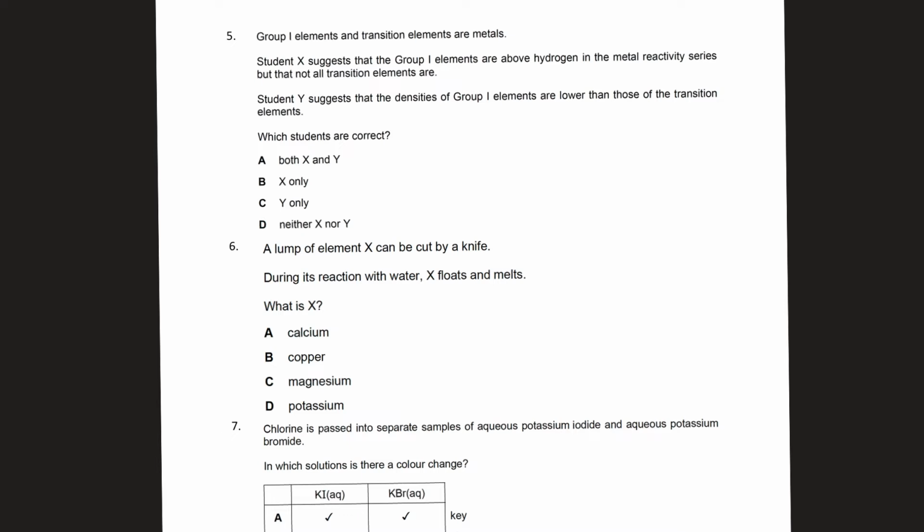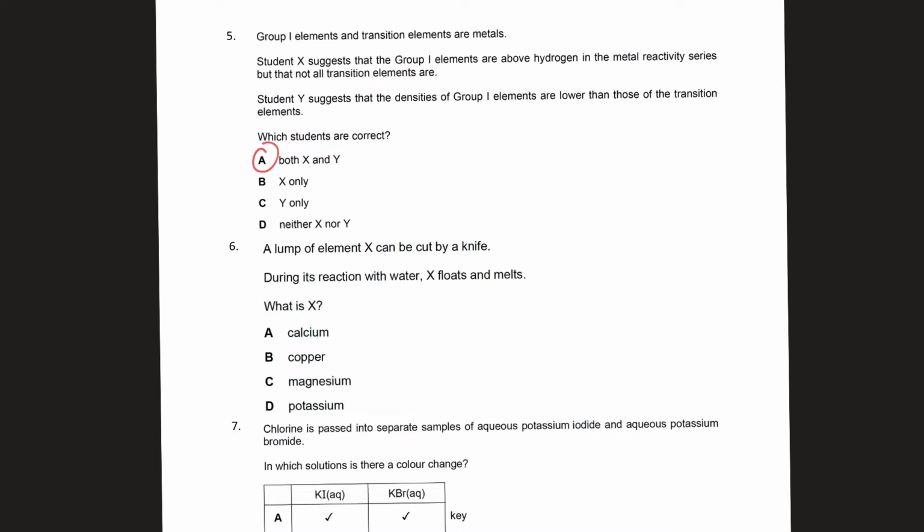Student Y suggests that the density of group 1 elements is lower than those of transition metals. We also know that to be true because group 1 elements have weaker forces of attraction in the lattice compared to transition metals, so they do have lower densities. So which of them is correct? Both of them are correct.